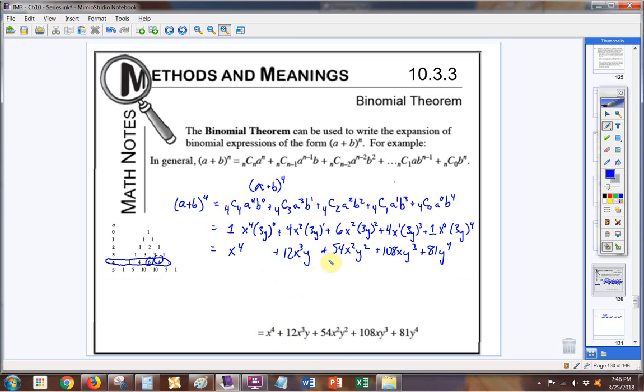Looks like we have the same answer down here. We sure do. Our simplified version of the problem that we started with, which was (x + 3y) to the 4th.